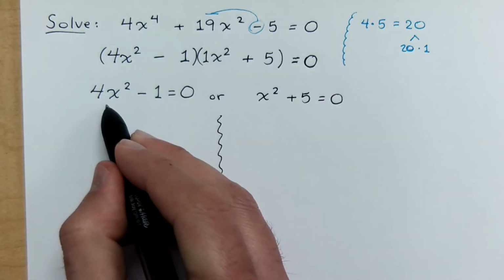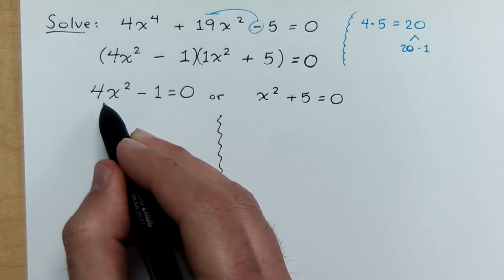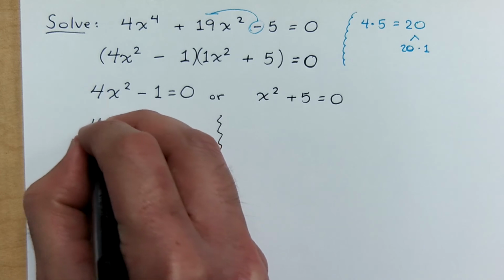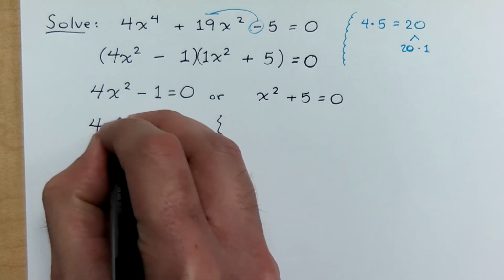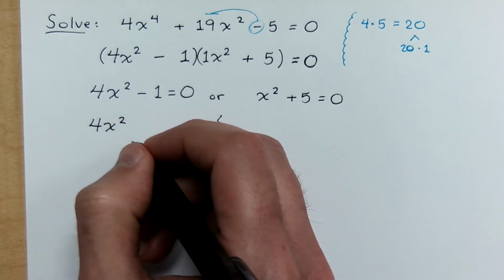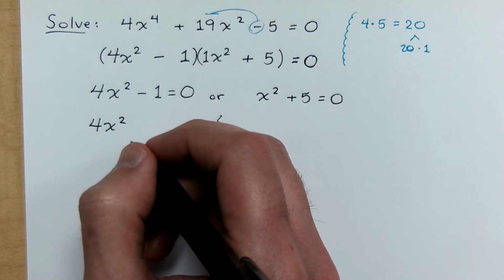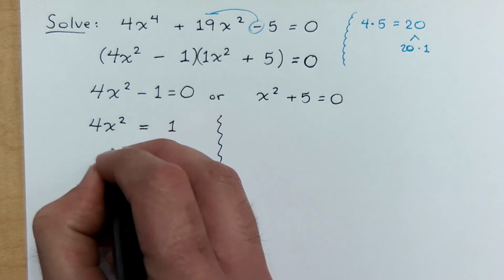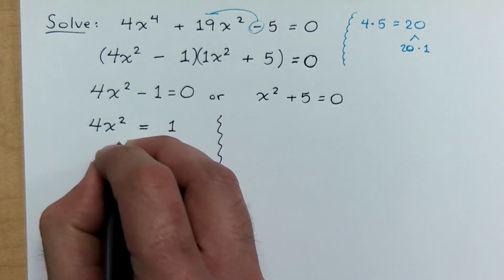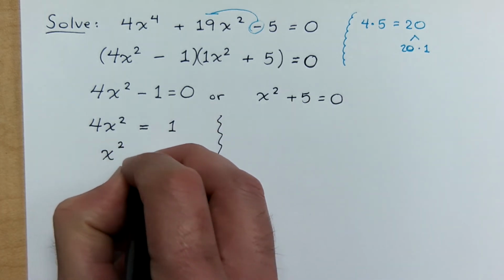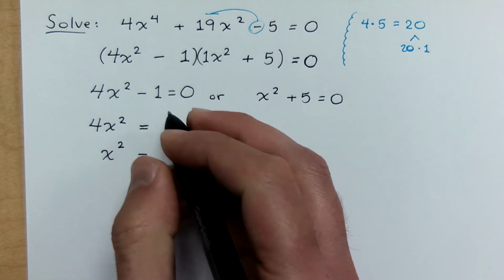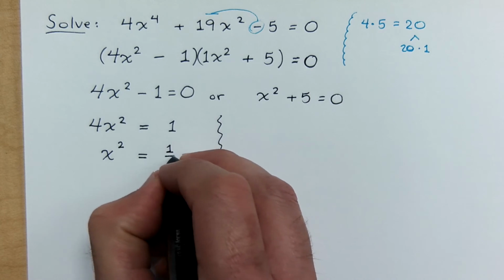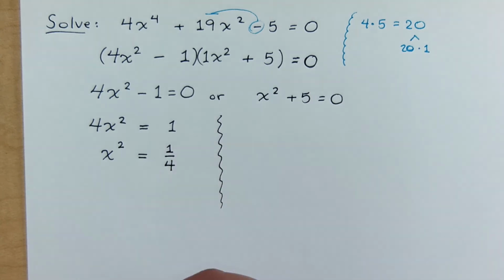Talk to me about what you would do to solve 4x squared minus 1 equals 0. Am I just going to have to do this whole video by myself? We got to add the 1 to the other side. There you go. And then what? How do you finish getting x squared by itself? You would divide both sides by 4, right?